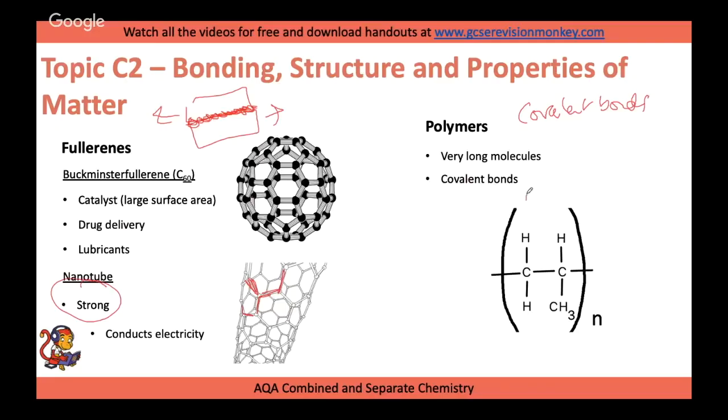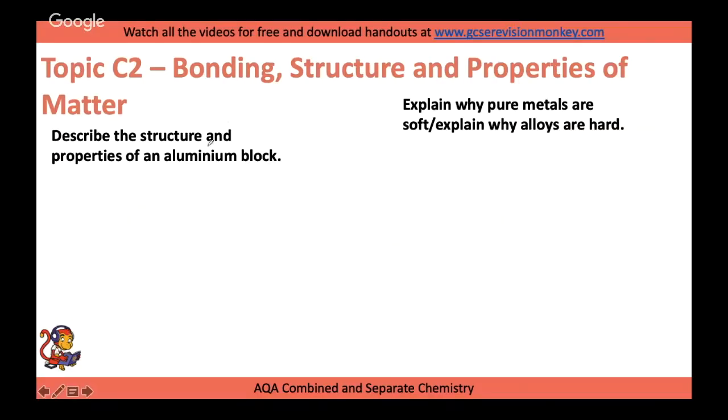So this here is just showing, if we were to draw a really long molecule, like so, with all the hydrogen bonds on, which I'm not going to draw, this is just showing you a small section of that, because polymers are long chains of molecules. So let's look at the structure and properties of an aluminium block. Could be any metal, but they're just asking you about metallic bonding here.